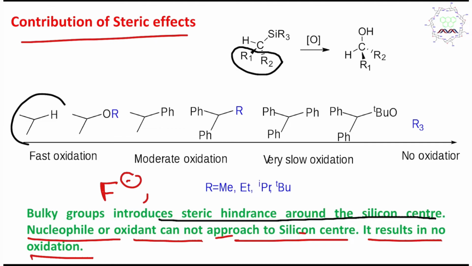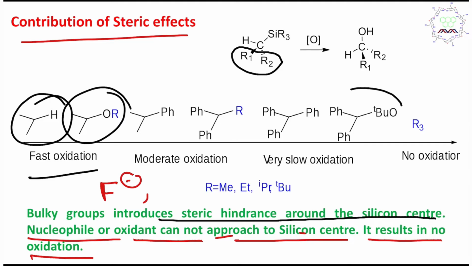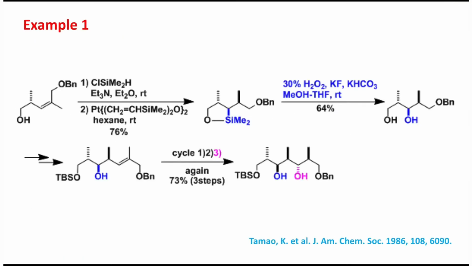So you can see this isopropyl derivative gives fast oxidation, moderate for this tertiary carbon, but when it is very bulky, like 2-phenyl 1-tertiary butoxide, then the reaction becomes very slow. That is the thing we need to be careful about, because increasing bulkiness increases the steric hindrance, or steric obstacle, such that the reaction cannot happen. Now, let's come to the examples.